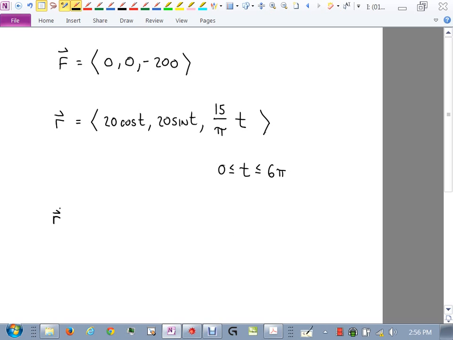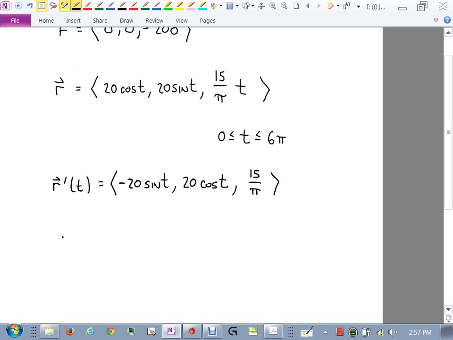So my derivative is what? Negative 20 sine t. Is this really even going to matter, this part of it? What am I dotting it with later? 0, 0, right? Okay, but I'm still going to do it. Then what's the derivative of the last part? 15 over pi, right?